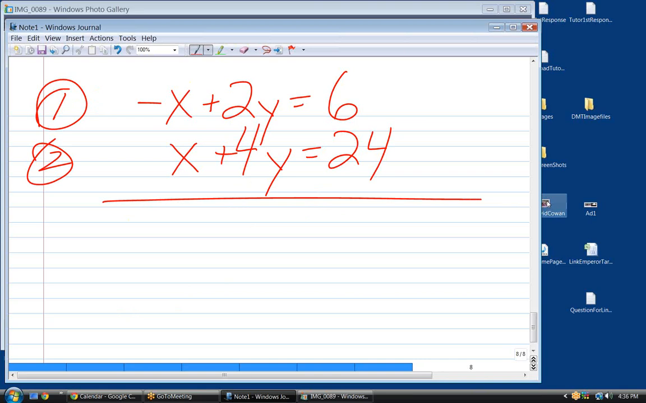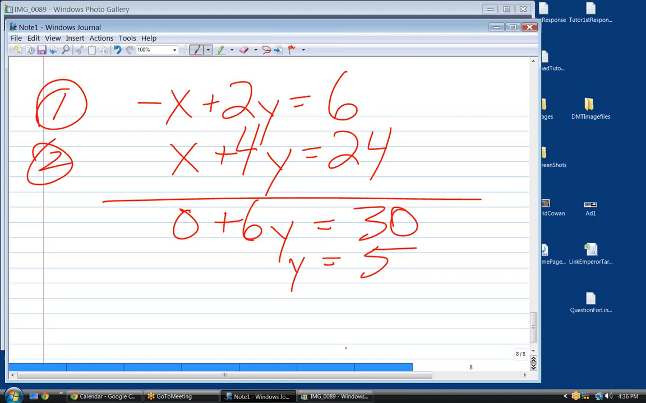If we use elimination, how can I solve this? Then you just add them. Okay, what do you get when you add them? You get 0 plus 6y equals 30. Okay, so y equals what? 5. Okay, now how do you get x? Now you just eliminate the y, so that would be... No, we don't eliminate the y. We choose one of the equations and we plug in the value we know y is equal to. We now know that y equals 5.